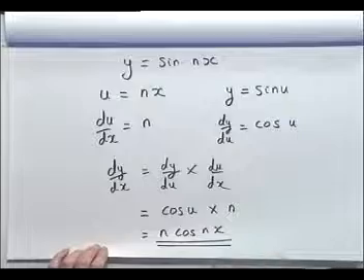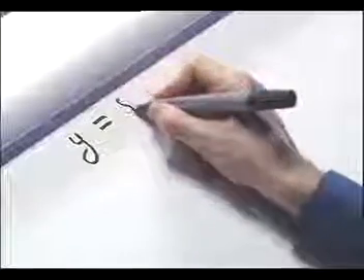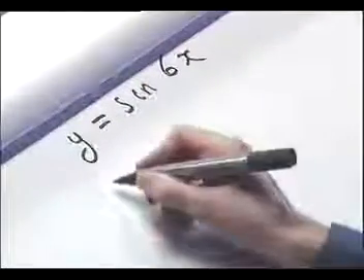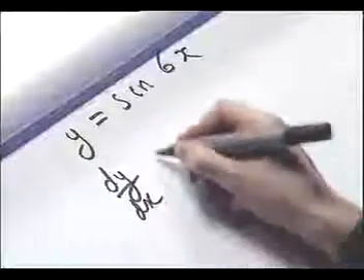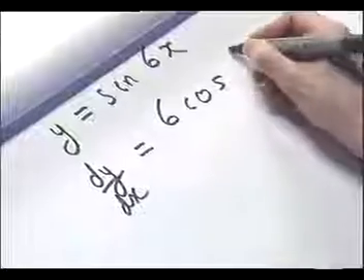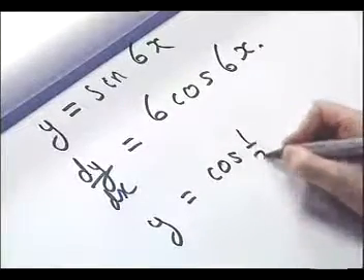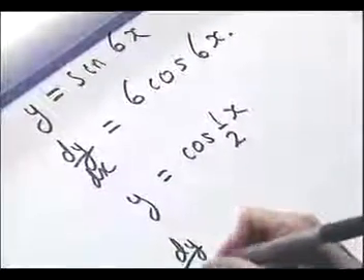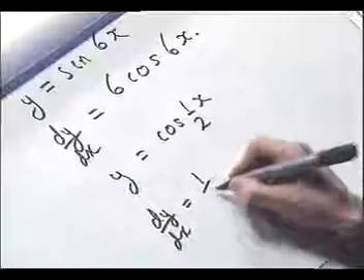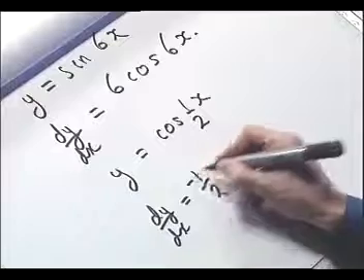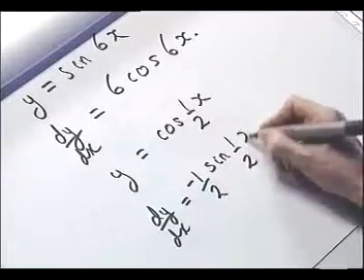So if we're just going to write down the answer, let's take y is sine of 6x. And then dy by dx is just 6 cos 6x, just by using the standard result that we had before. Similarly, if we had y equal to cos of a half x, well, just because it's cos, it's not going to be any different to sine, really. And so dy by dx is equal to 1/2, and the derivative of cos is minus sine of a half x.